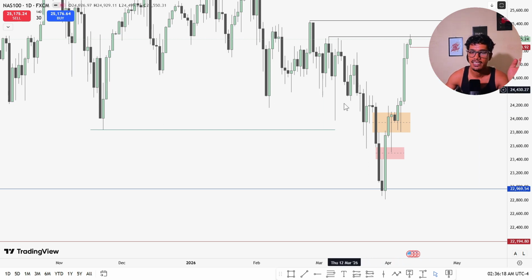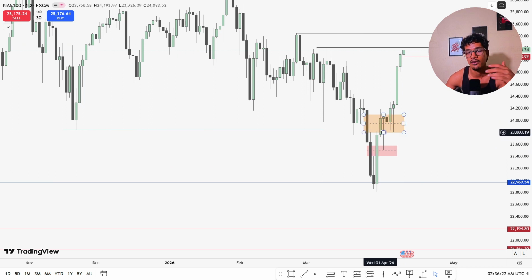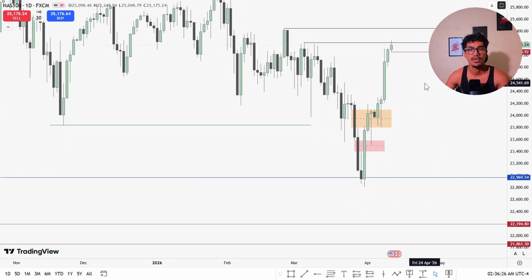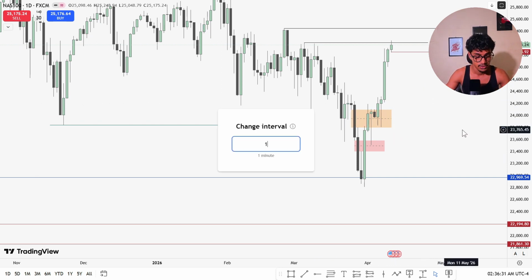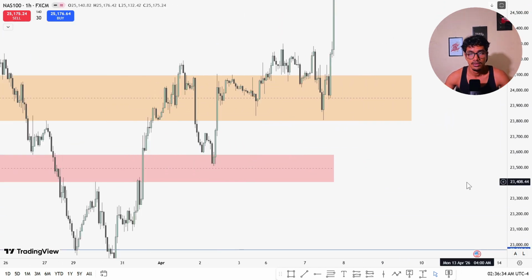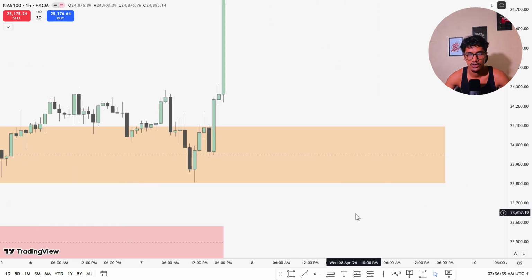Like in this case, even if we were bearish, when price inversed this, I wouldn't be looking for sells. I wouldn't be looking for shorts. I would be looking for longs from this position. So if we go on the hourly time frame, now look here, the same thing I just told you.